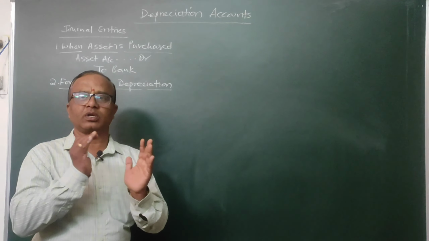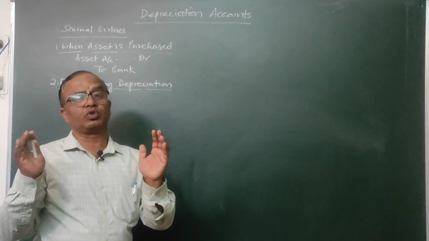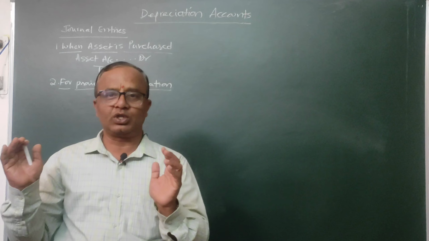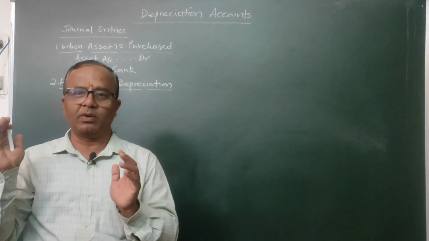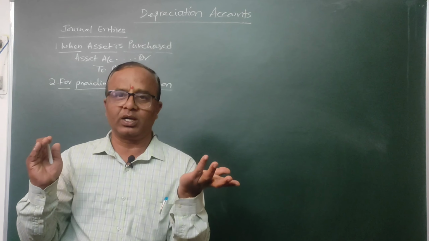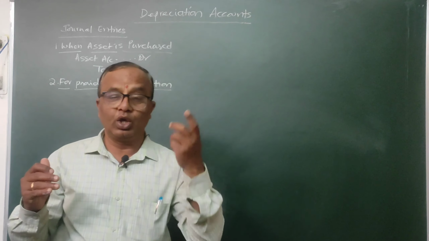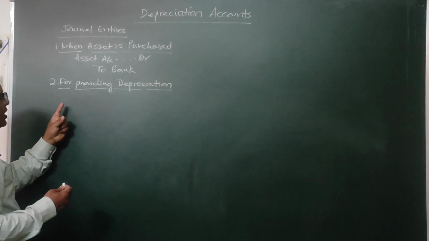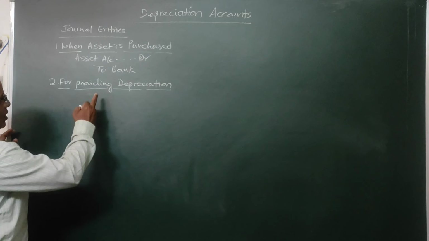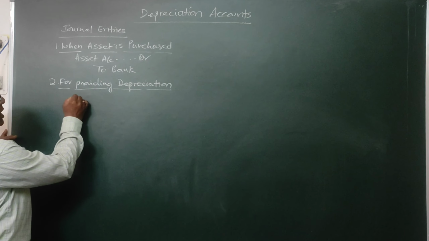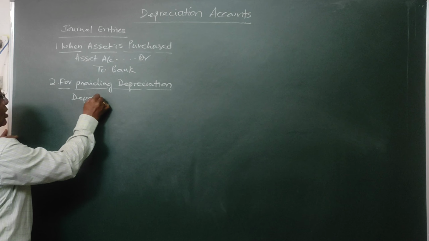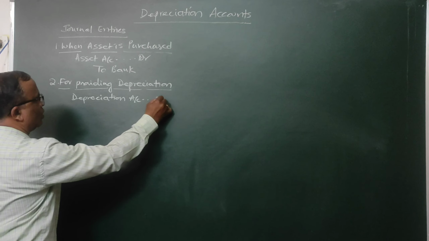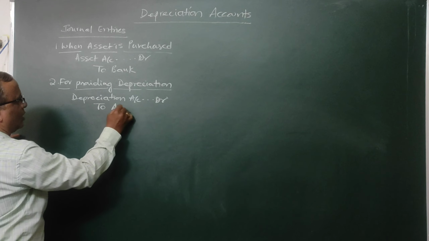See, asset value is decreasing. Basically, people should be aware that an asset shows a debit balance. Out of that debit balance, if something is going out, it has to be credited. So asset account has to be credited. Now which account has to be debited? Depreciation account has to be debited. So your entry for providing annual depreciation will be depreciation account debit to asset account, whichever asset it is.